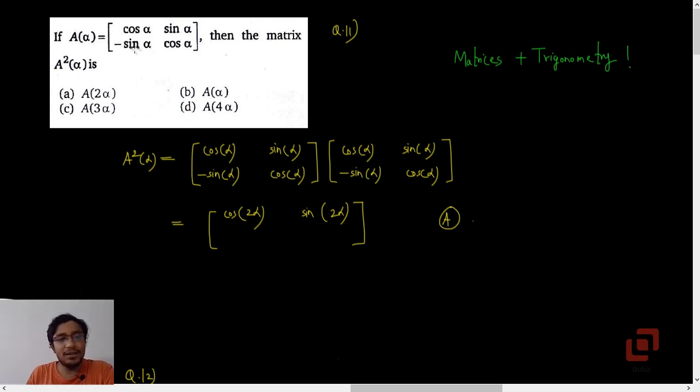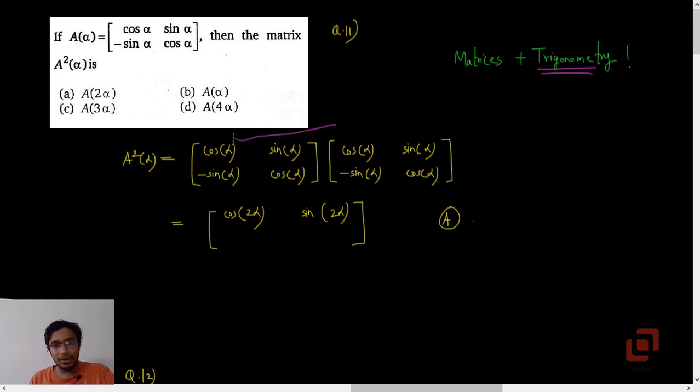If A of alpha is cos alpha, sin alpha, minus sin alpha, cos alpha, then the matrix A squared of alpha is A of 2 alpha, A of alpha, A of 3 alpha, or A of 4 alpha. Now this particular problem is based on not only matrices but also on trigonometry, because it requires you to know some identities or formulas from trigonometry, particularly the double angle formulas. How? Let's just find the square of A.